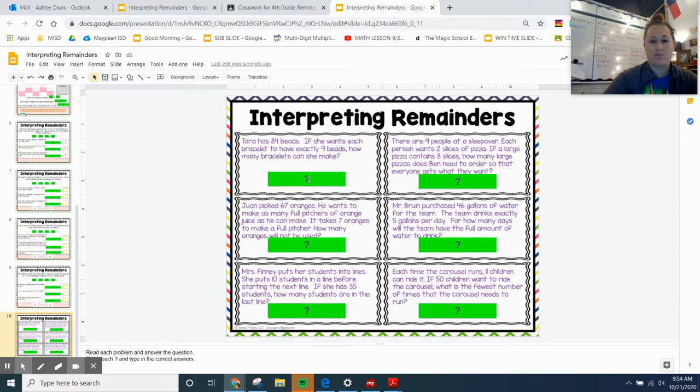Make sure that's what you're doing, because if you just do the division, 84 divided by 9, and tell me 9 remainder 3, that's not answering the question. You just did the division. You didn't write the answer that is actually correct. Okay, if that makes sense.